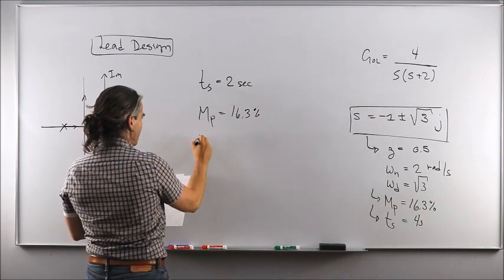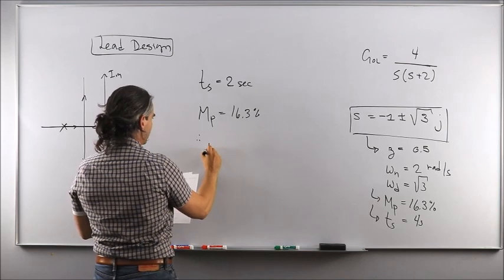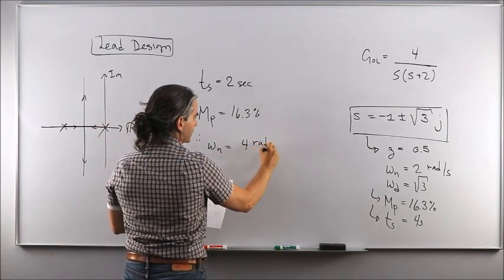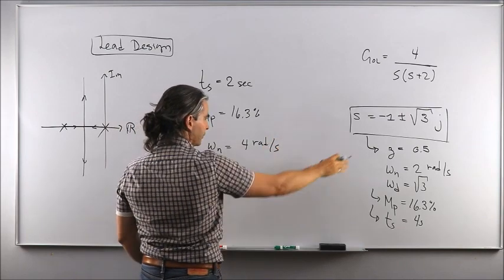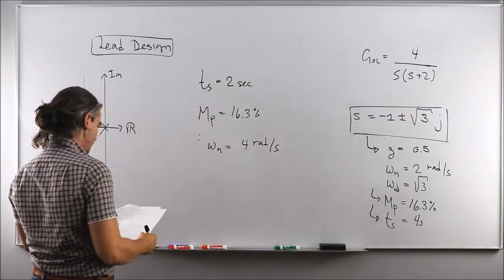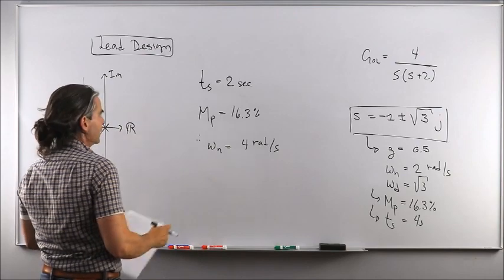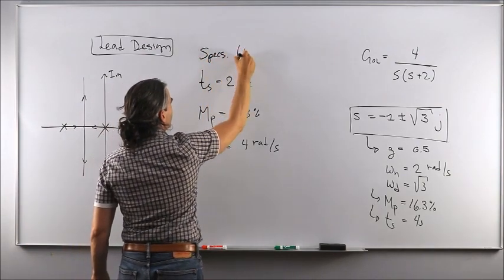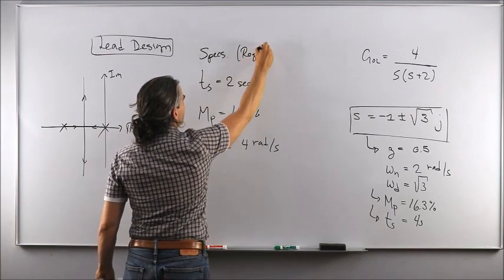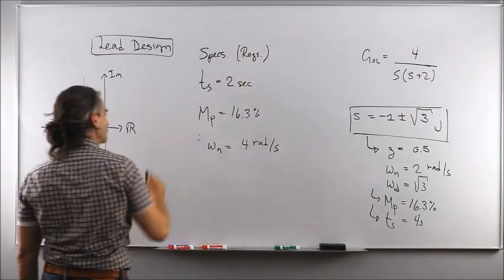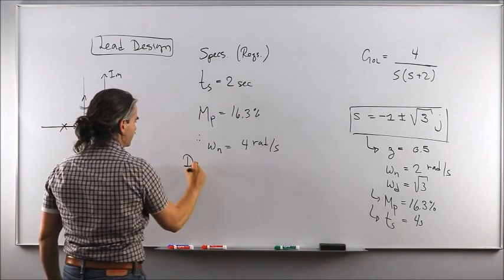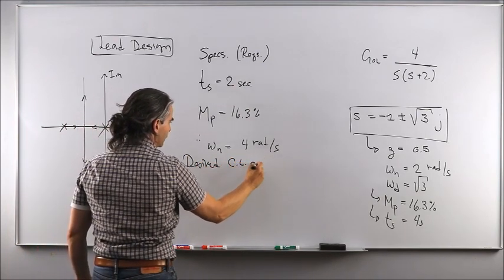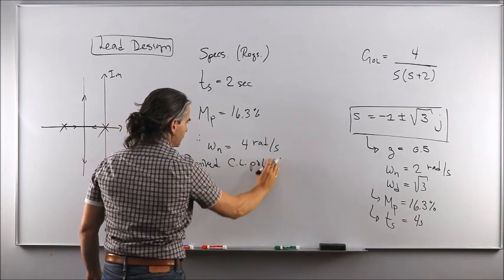All this to say that I need an omega n, which would be equal to 4 radians per second instead of 2 radians per second originally. Okay? And based on the specs provided to you, or the requirements, same thing. You have to calculate the desired closed loop pole locations.